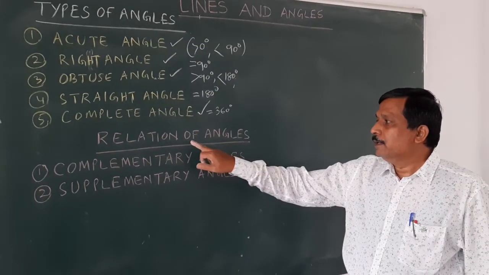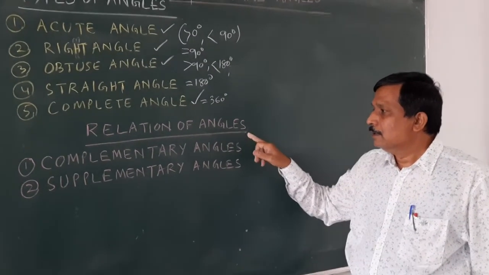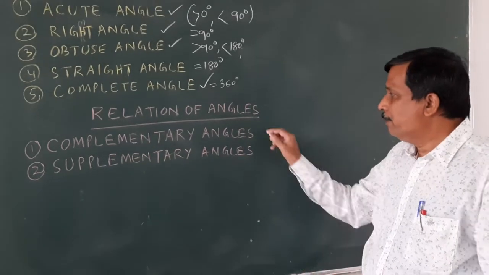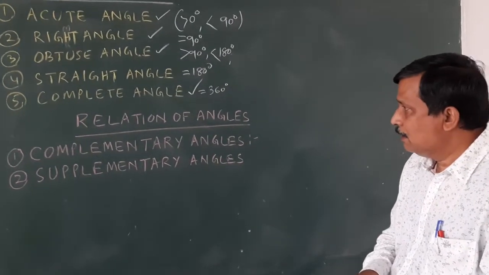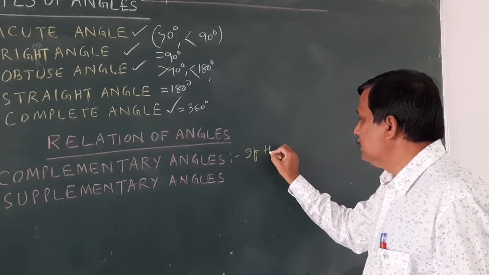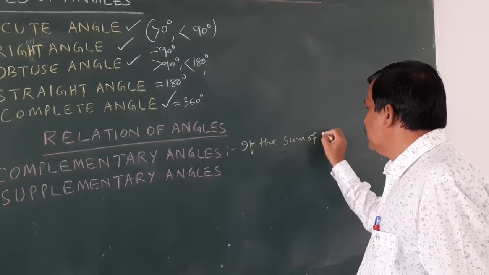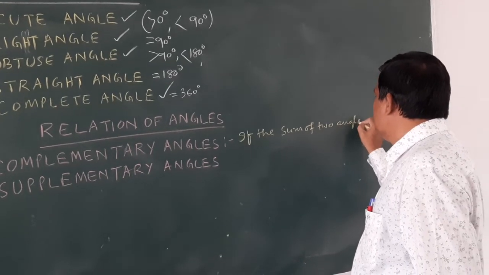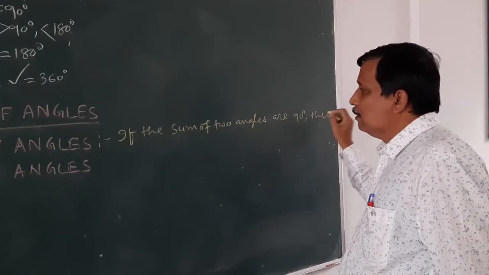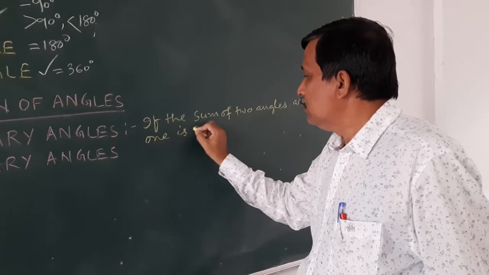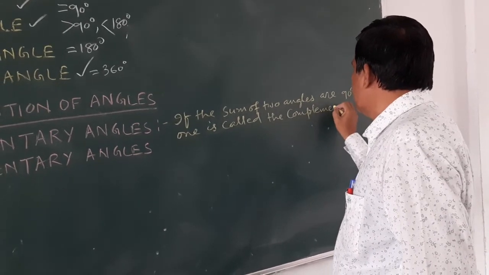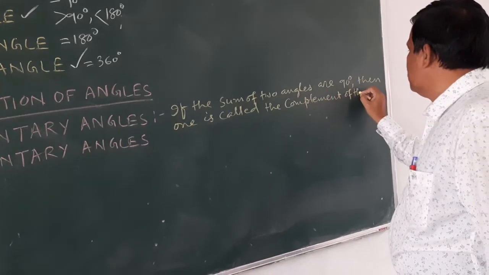Now we will read about the relation of angles, how the angles are complementary and how the angles are supplementary. So complementary angles, you see the definition. If the sum of two angles is 90 degrees, then one is called the complement of the other.